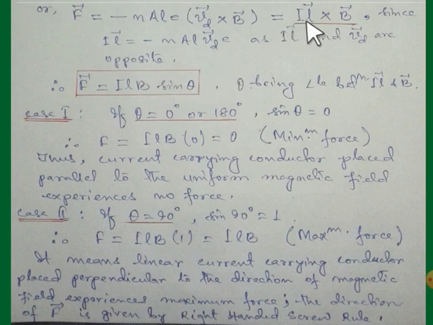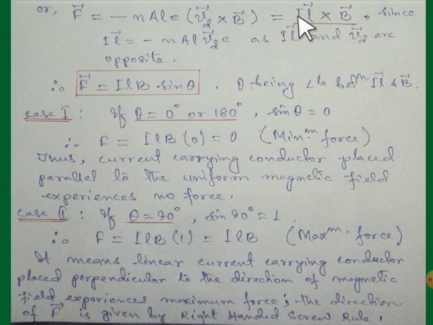Okay, instead of this minus nABD e, you can replace it by I, so that you can express this F vector as I L cross B vector, where I L is the current element, it is a vector quantity. Current alone is a scalar quantity, but if you put it along with this L, then that current will be moving along this L only.